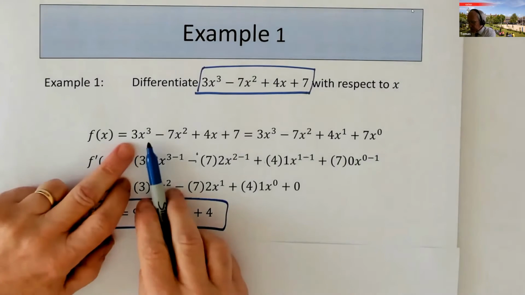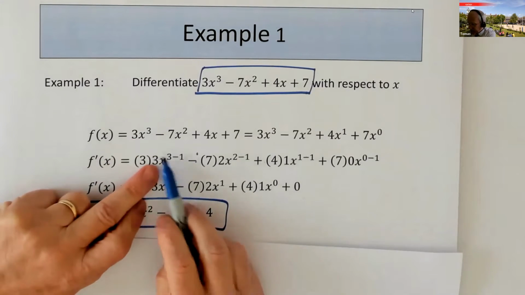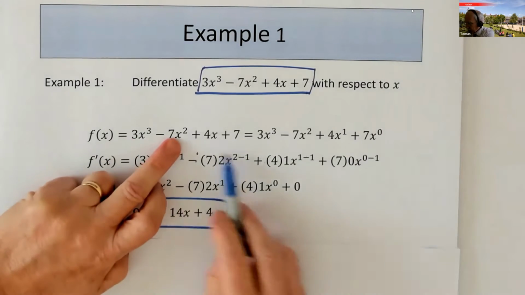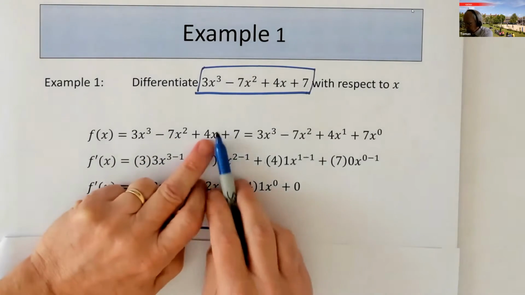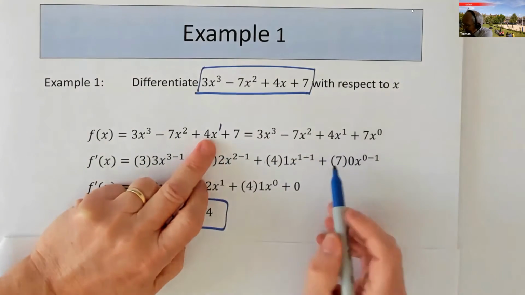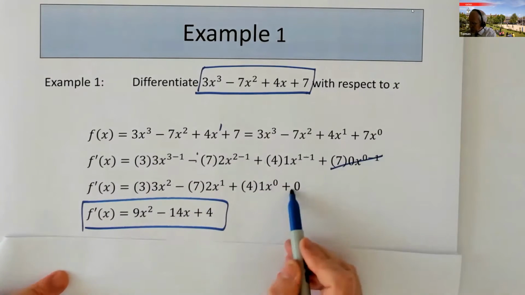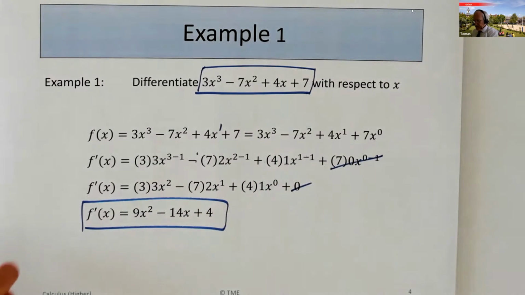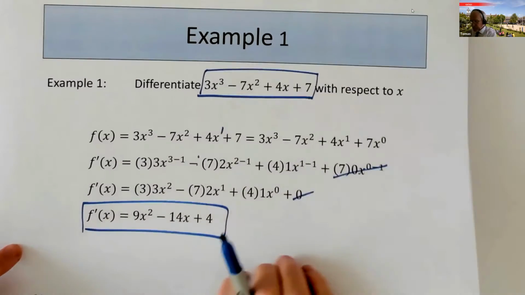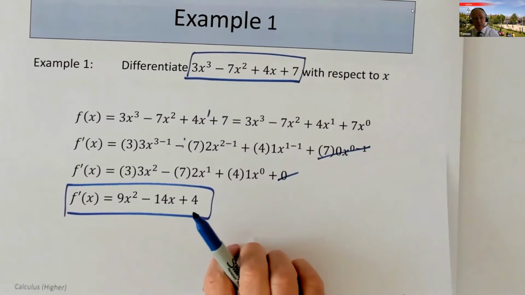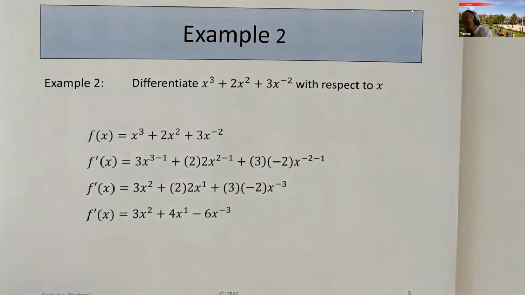Now I can go through it step by step. I take down the 3 and I get 3 to the minus 1. I take down the 2, I get 2 to the minus 1. That would be 4x to the 1. 1 minus 1, and the 0 would be 0, and they'd cancel. But that's how you differentiate. So that's the first one. That's a nice question, and there could be questions as straightforward as that.